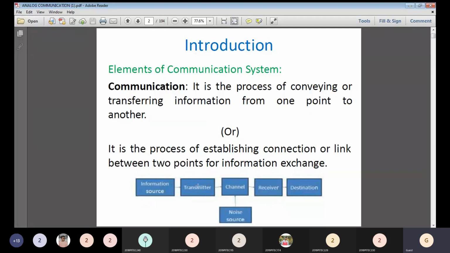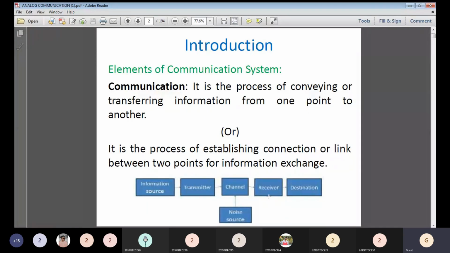The transmitter will change the original information into a suitable form, because most of the original informations are natural informations. Some informations are electrical, some are non-electrical. Those informations should be converted into a suitable form to transmit through the channel. So based on the type of the channel, the transmitter will do the function.